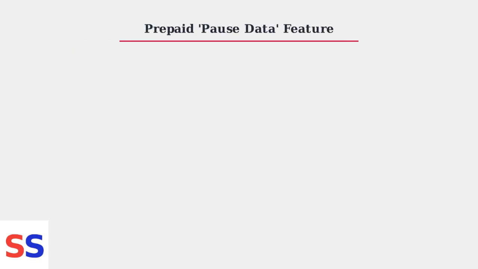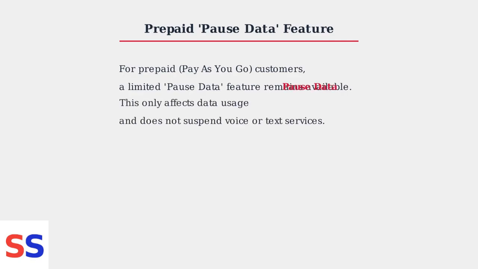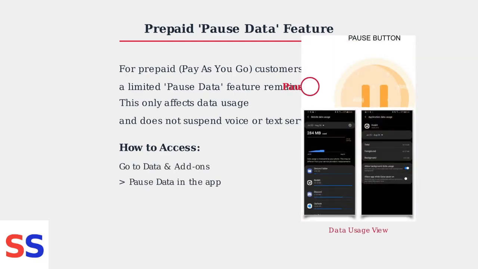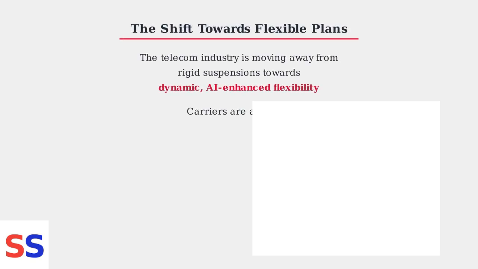For prepaid pay-as-you-go customers, a limited pause data feature is still available in the My Verizon app. This feature only stops data usage and does not affect voice or text services. To access this feature, navigate to Data and Add-ons in the app, then select Pause Data. The telecom industry is moving away from rigid suspensions towards dynamic, AI-enhanced flexibility. Carriers are adopting flexible data models and app-centric features like usage analytics and auto pauses.